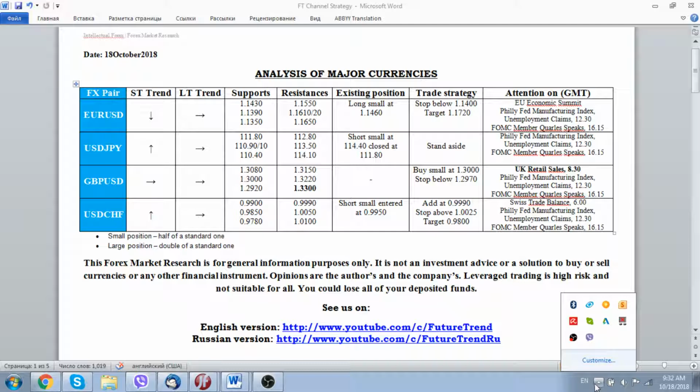Among these currency pairs, we will discuss the situation with the euro dollar, dollar yen, the cable, and dollar Swiss. And what's important at the moment, taking into account that the economic calendar is more or less empty for today, is not so interesting for the market participants.